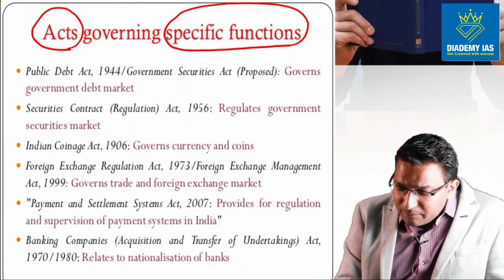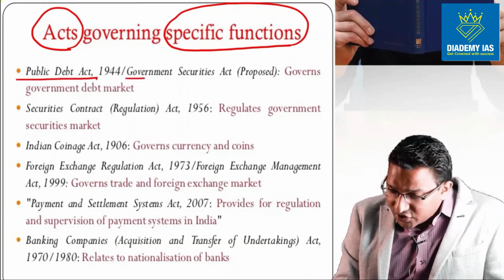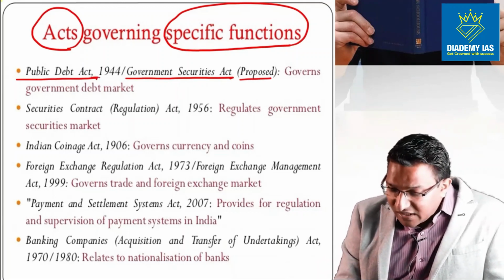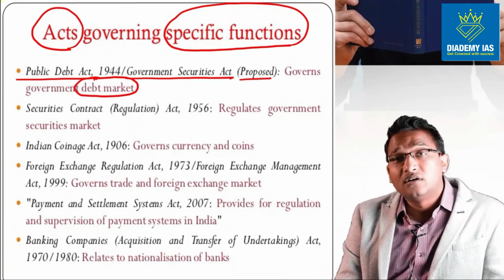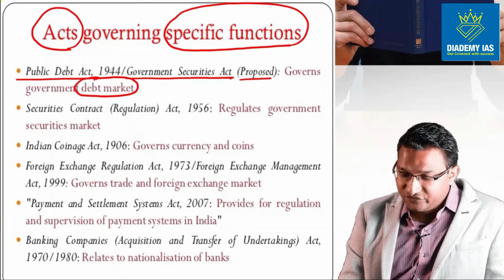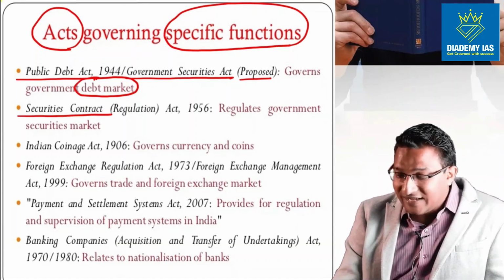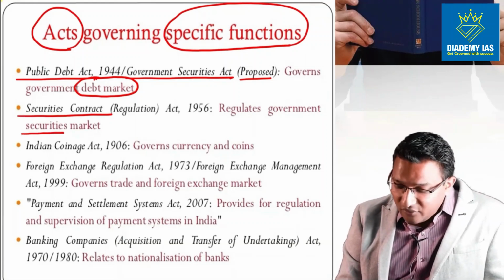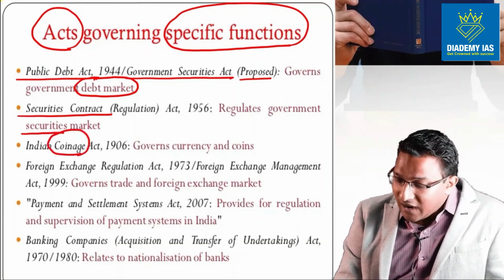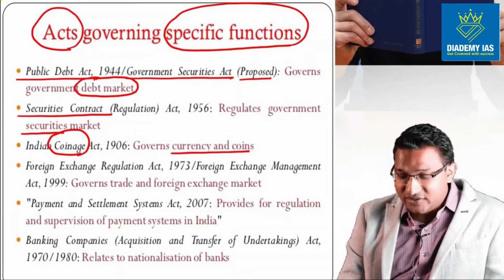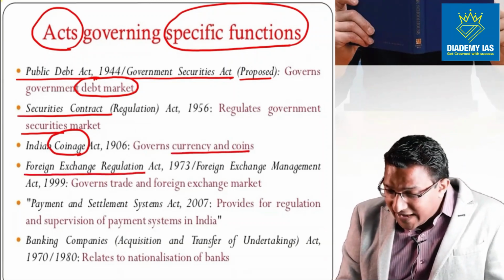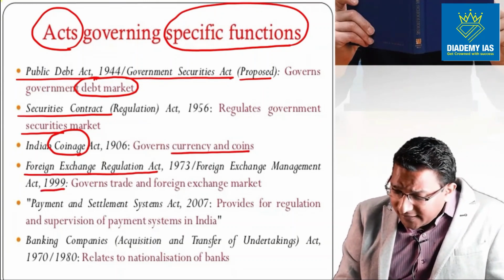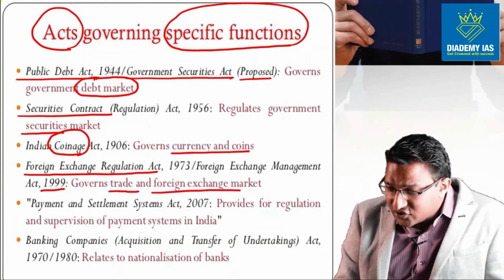Coming back, there is the Public Debt Act or Government Securities Act, and as per this act, the government debt market related power is entrusted with the RBI. Then we have the Securities Contract Regulation Act 1956. According to this, it regulates the government securities market. Then we have the Indian Coinage Act 1906, according to which RBI governs the currency and the coins. Then we have the Foreign Exchange Regulation Act 1973 or FEMA Act 1999. According to this, RBI has the power to govern trade and the foreign exchange market.